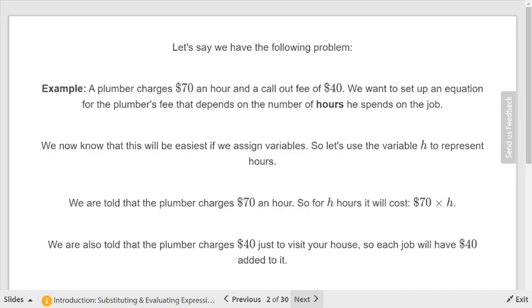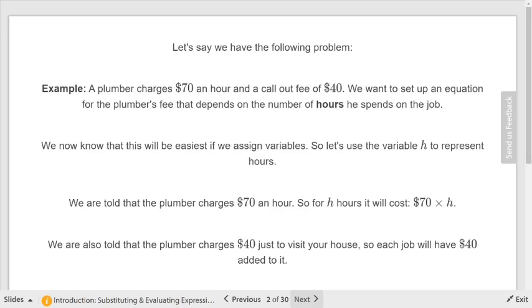An expression doesn't have an equal symbol, but an equation certainly does. That's where the name comes from. Good. So we know it's easy if you just assign some variables, assign some letters to represent the things that we're doing.